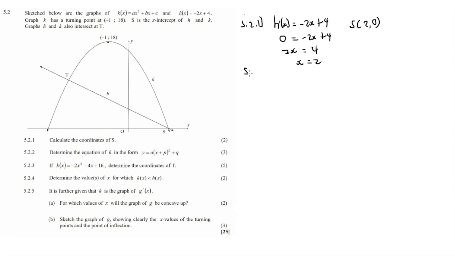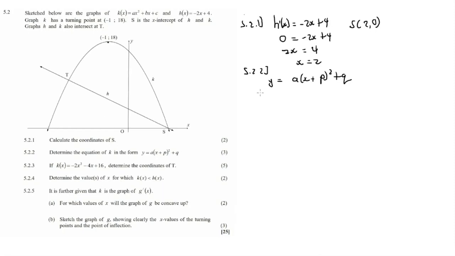5.2.2, determine the equation of k in the form y equals a(x plus p) squared plus q.